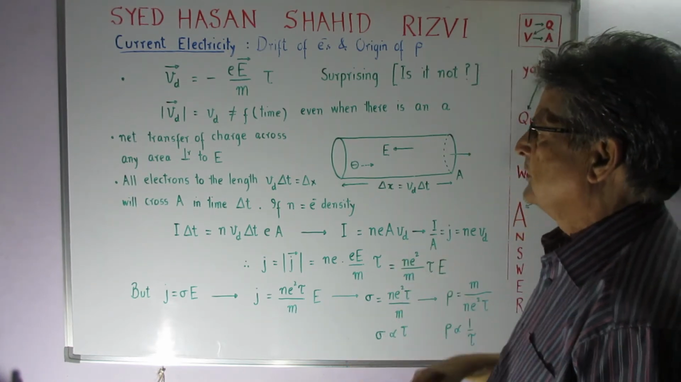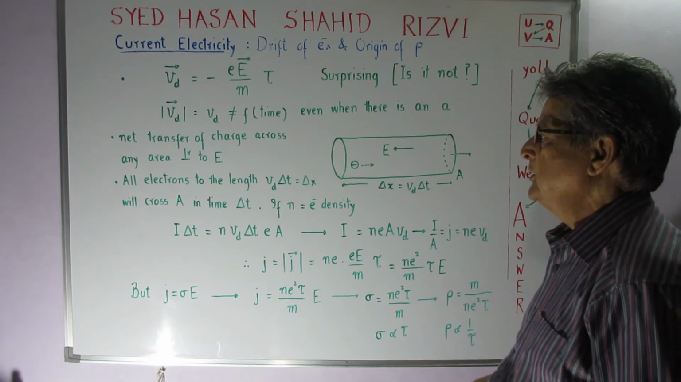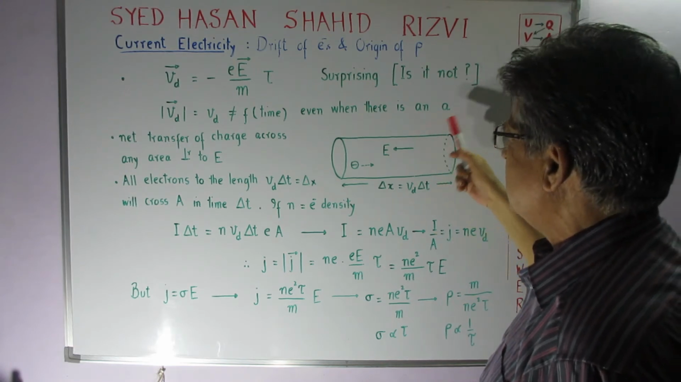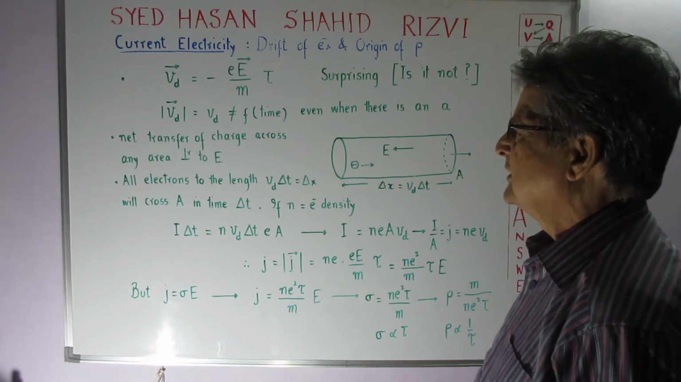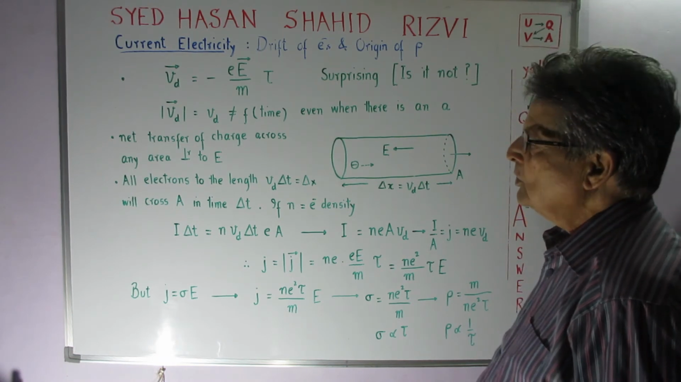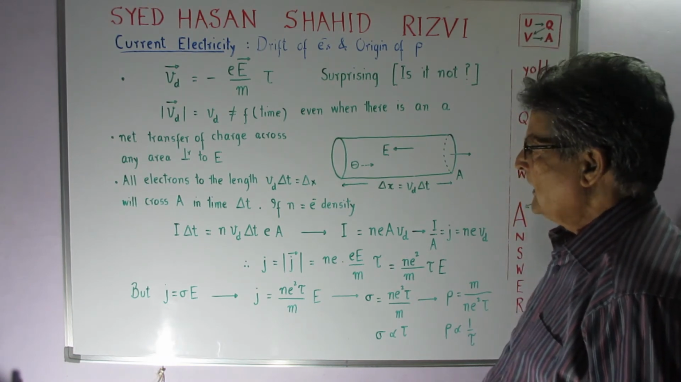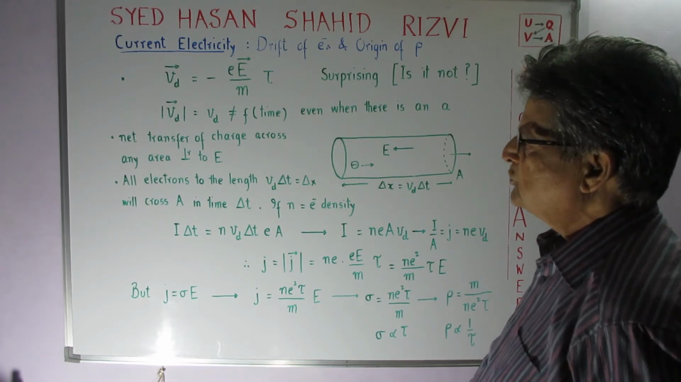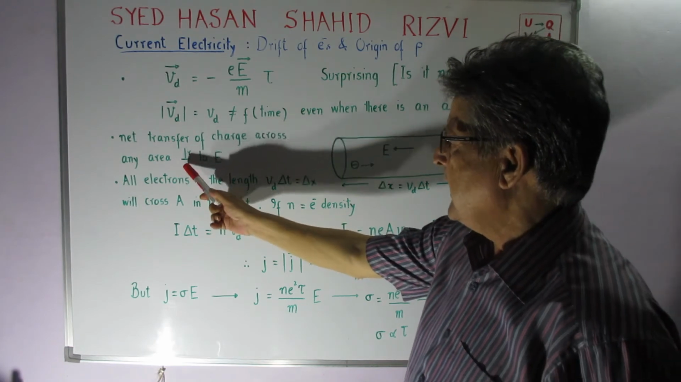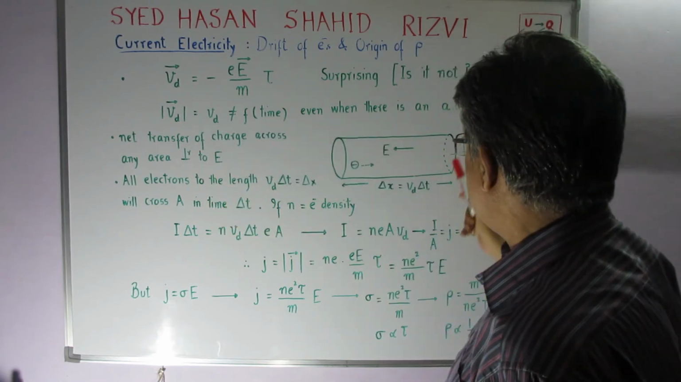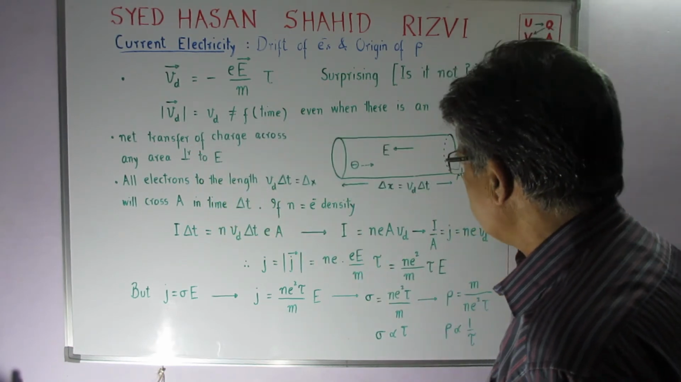So this is surprising, right? And this is explained in a certain complicated manner, so I leave that explanation to you. Okay? And let me see what is the net transfer of charge across any area perpendicular to E, and the area that has been taken is A.